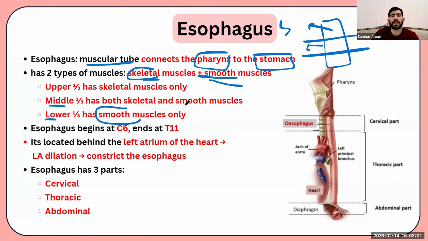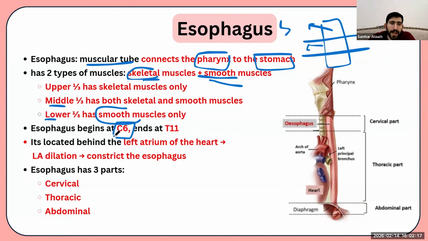That's why when the esophagus enters the stomach, you can't control it. Get the point? So the esophagus is a muscular tube connecting the pharynx to the stomach. It's made of 3 layers: upper, middle, and lower. Upper, skeletal muscle only. Middle, mixed. Lower, smooth muscle only.